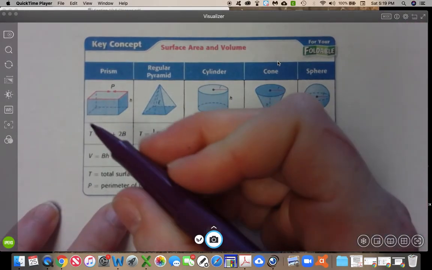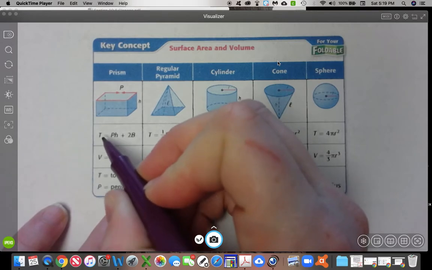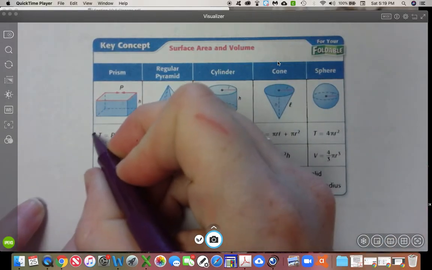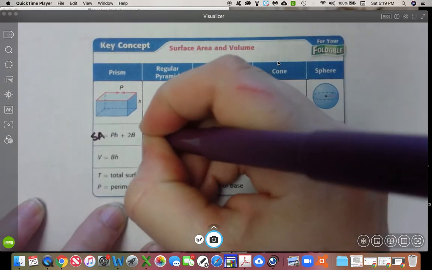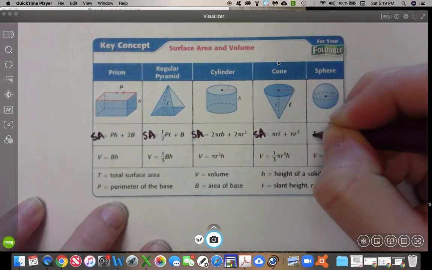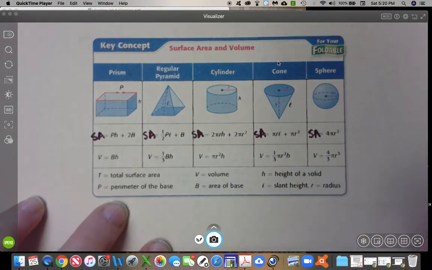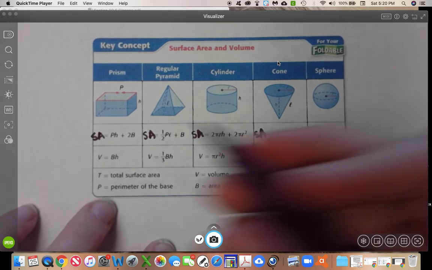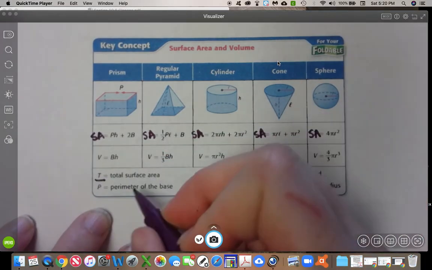For some reason, T, they represent as total surface area. So what I'm going to do is go through and change all of these T's to SAs, because T doesn't really make a whole lot of sense to me. You can leave it as T if you want to, but I'm going to change them to surface area. And then they have the equation for volume of each one. So T is surface area and V is volume.